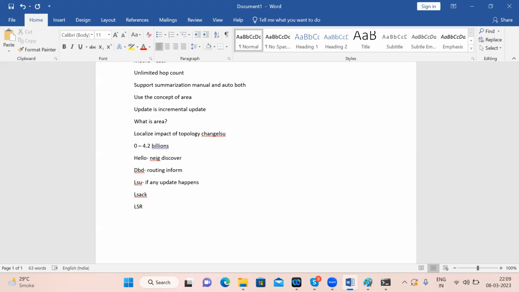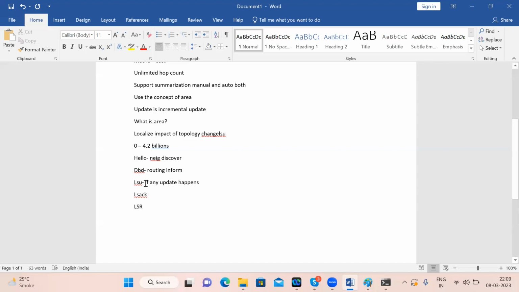Same like EIGRP, not like RIP. In RIP, it uses a periodic update every 30 seconds. It will update its neighbor router. Here, no. Here it is an incremental update. Whenever new information comes, only then will a router exchange that information with a neighbor router.